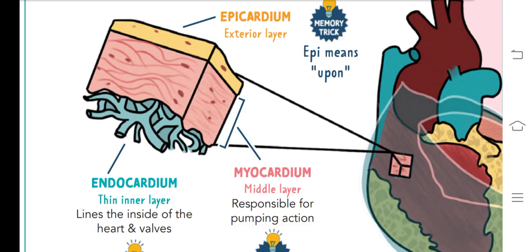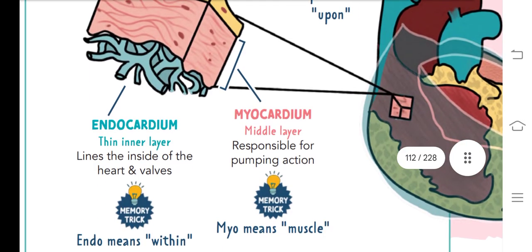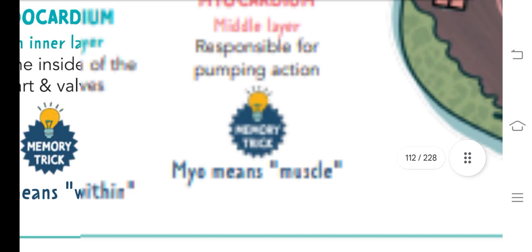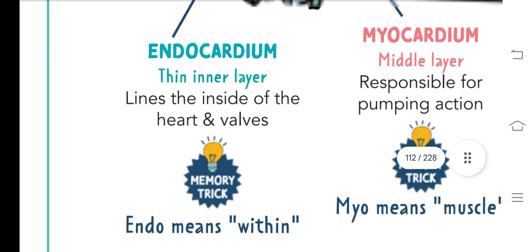So myocardium is responsible for pumping action. Myo means muscle. You have to remember it with this trick. Then we have the third layer, which is endocardium. Endocardium means the thin inner layer.